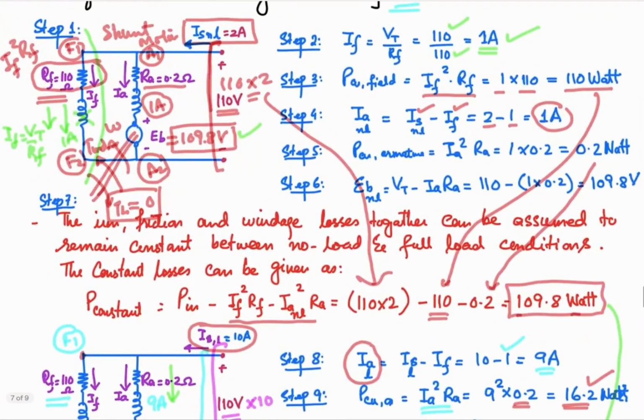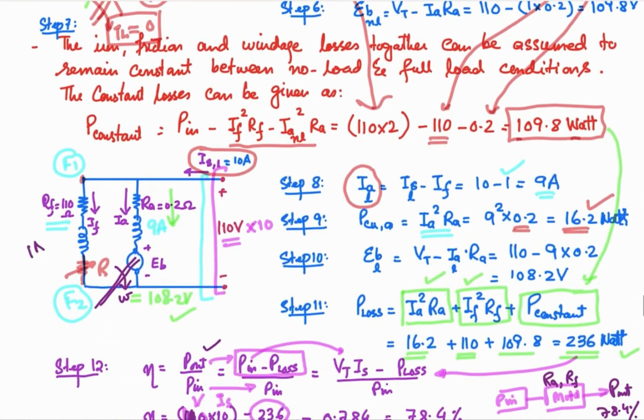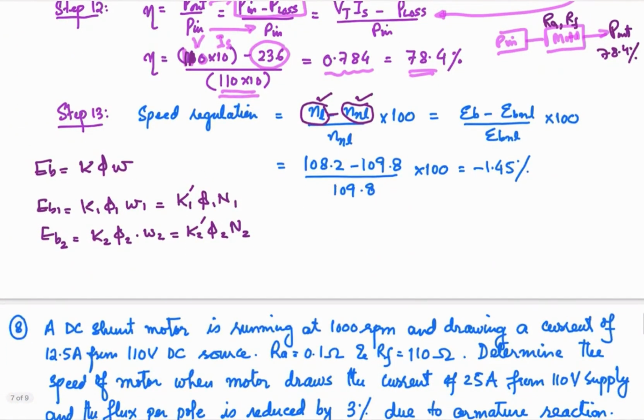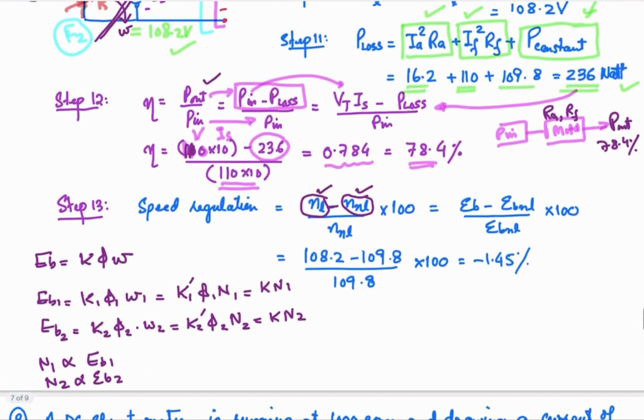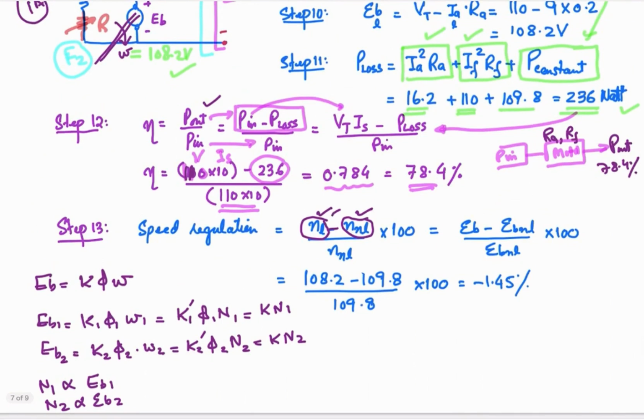The flux over here, you can see the field current was 1 ampere in this case, and over here it is also 1 ampere. The flux has not changed. So we can say that this is equal to some constant K into N1, and this is some constant K into N2, because flux is not changing. So our speed is proportional to EB. So N1 is proportional to EB1, and N2 is proportional to EB2. So instead of using the speed, we are going to relate it with the back EMF.